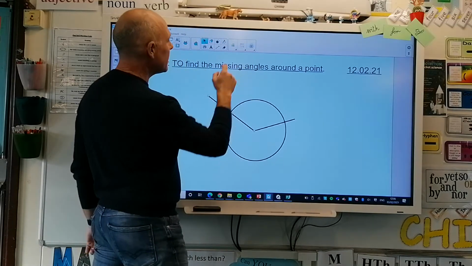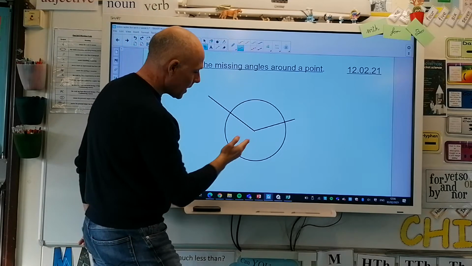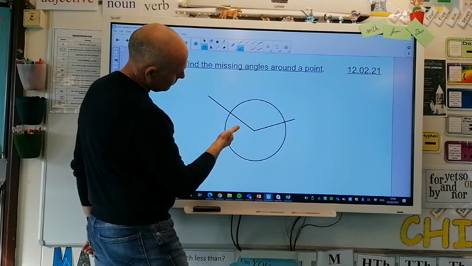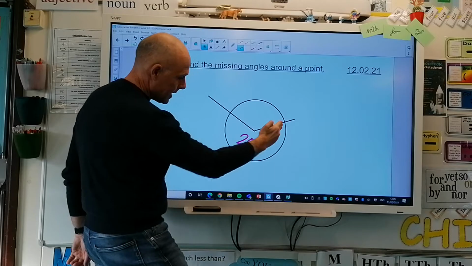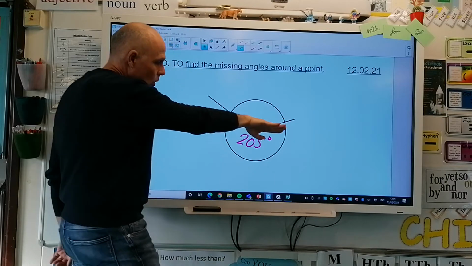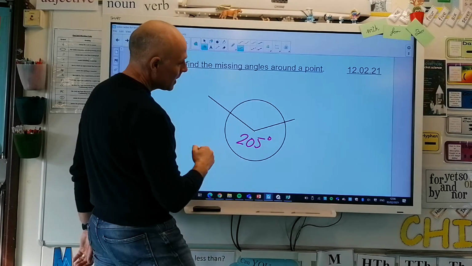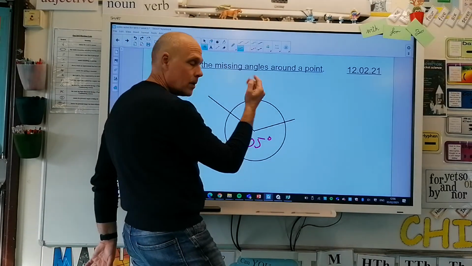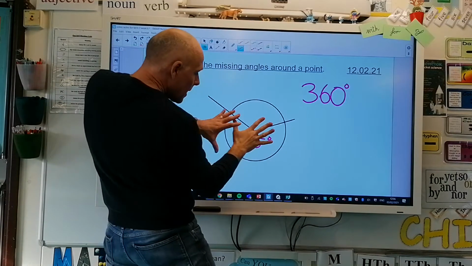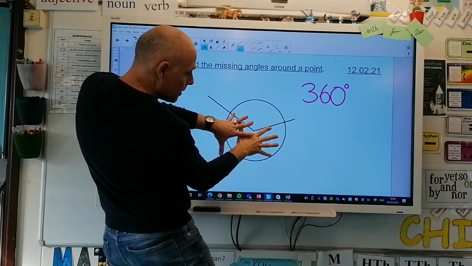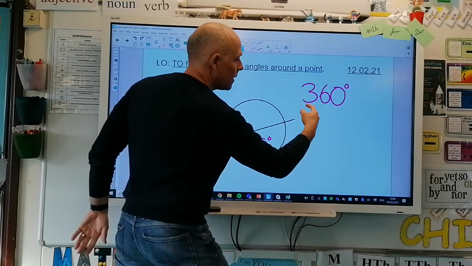Maybe we've got something like that, and this time I am going to say we've got 205 degrees in here. So that turn from there all the way around to there is 205 degrees. I want to know what the missing angle is. So the whole turn would be 360, and I'm going to subtract from that, get rid of this angle, subtract 205 from 360. And that hopefully will leave me with that.